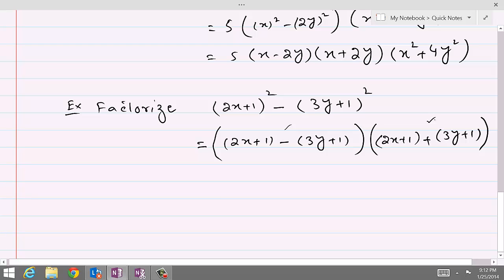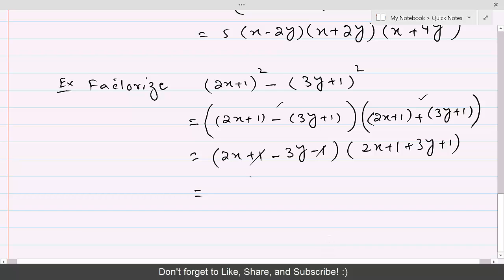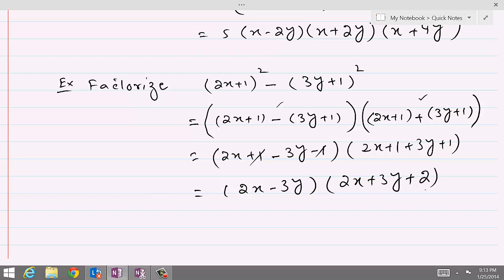Now we can further simplify within brackets. That is 2x plus 1, and because of this negative sign, the signs inside the brackets are going to change. This will become minus 3y minus 1, and then the next, 2x plus 1 plus 3y plus 1, where minus 1 and plus 1 will cancel out. This will become 2x minus 3y into 2x plus 3y plus 2. You can see that whenever there is a difference of two perfect squares, we can make their factors by adding the terms one time and subtracting the terms one time. This is a very useful technique, and we'll see you in the next video.